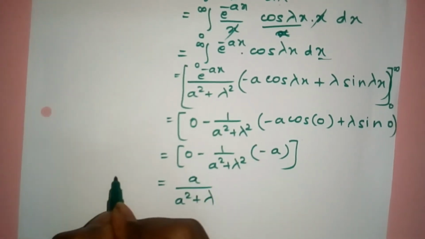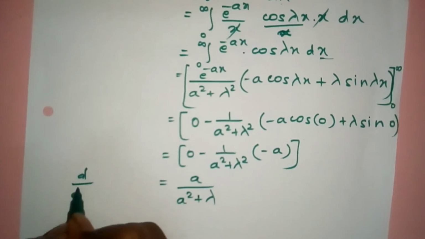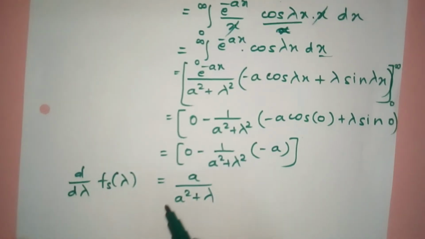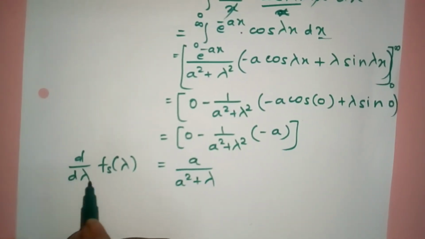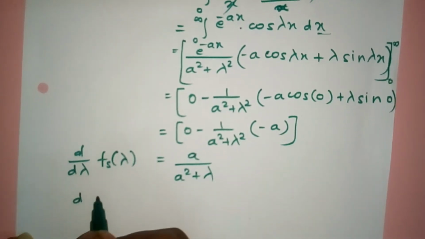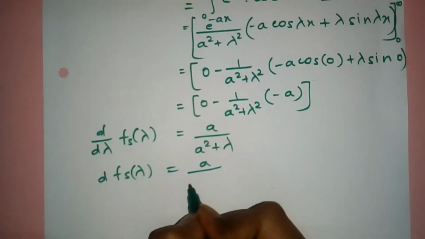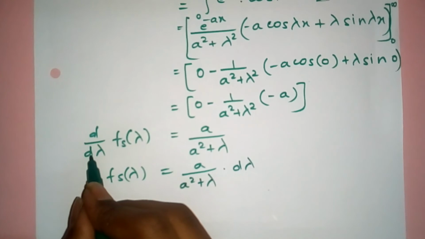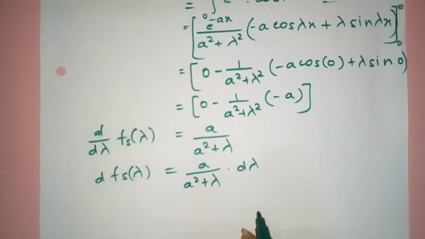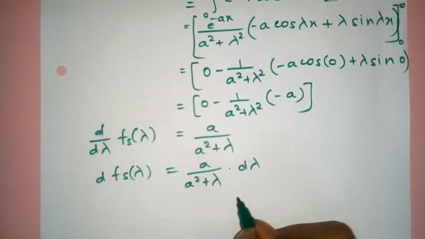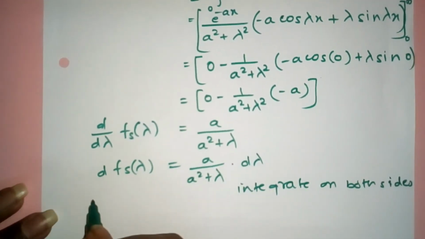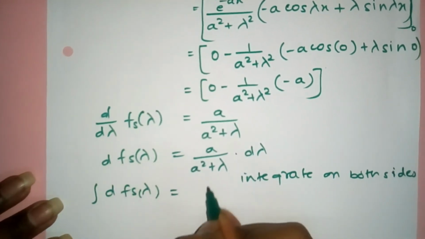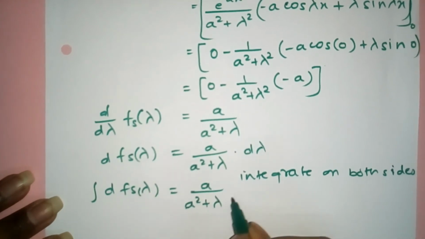Now this is d by d lambda of fs of lambda. So now what we will do is take this d lambda to the other side. So d fs lambda is equal to a upon a square plus lambda square into d lambda. Now we have to integrate on both sides. So we will integrate on both sides, d fs lambda is equal to a upon a square plus lambda square d lambda.